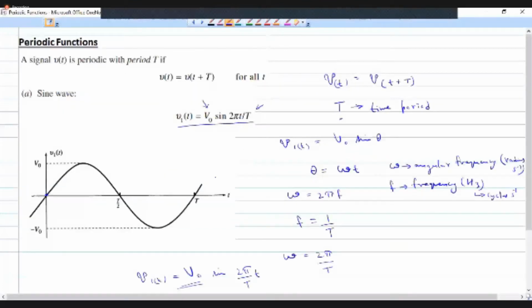Coming back to the sinusoidal signal, it will oscillate like this. Okay, assume that it will oscillate like that. So it will cross this axis again at T equal to 3T by 2, and at 2T it will cross this time axis at the same point.